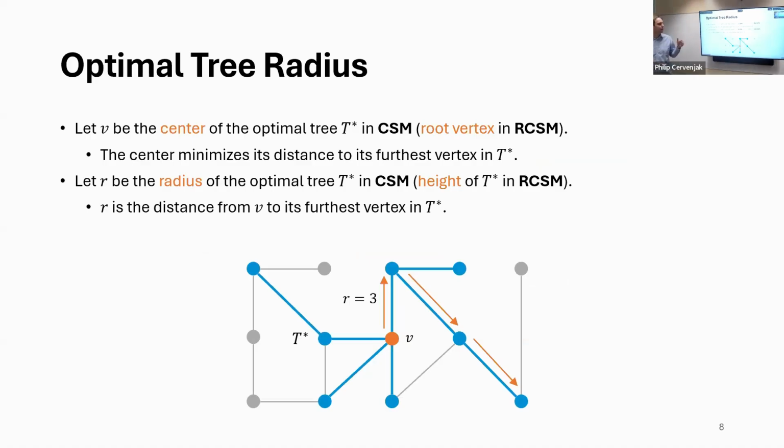The center is defined to be the vertex that minimizes its distance to the furthest vertex in T star. Hopefully you can see in the picture that this is the most central vertex, right? It only has a distance of 3 to the furthest vertex. And then we let R be the radius, the actual distance that's minimized. But in the rooted problem, it's the height. So there's not really much distinction between the unrooted and rooted problem. It's just that the bound on R is a bit different. In the unrooted problem, R is at most k over 2, whereas in the rooted problem, it's at most k.